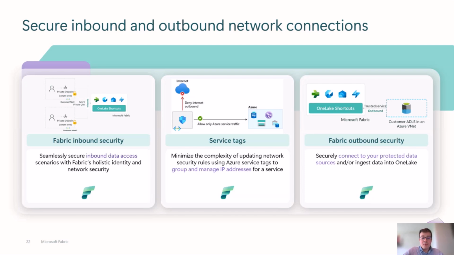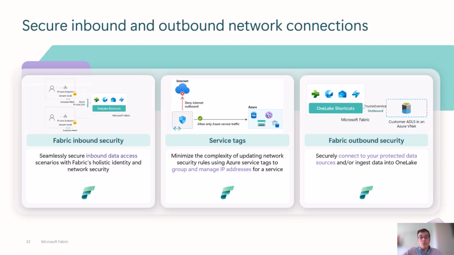And then when we talk about Fabric outbound security, this is the idea of Fabric accessing your data that is outside of Fabric, right? In terms of outbound security, you can have VNets where if you have some resources on Azure that you want to access directly within Fabric without having to go to the public internet, you can set up a VNet gateway to that specific VNet in Azure.